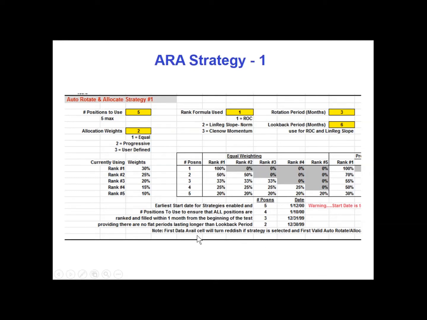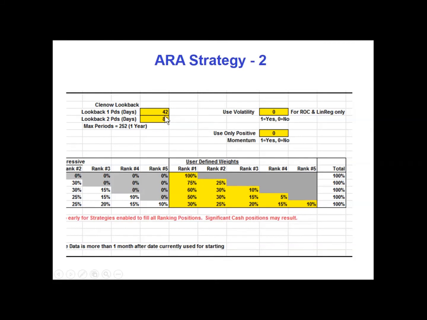Okay, so this is what it looks like. And here's the box. This is blown up. So here's the box where you select the number of positions. Here's where you select your weighting, 1, 2, or 3. And then there's tables down here that say what those are. We'll look at it when we pull up the spreadsheet. Here's where you select the rank formula, 1, 2, 3. Here's where the rotation period goes in. Here's where the look-back period goes in for ROC and linear regression. Here's where you enter that. Look back 1 and look back 2? Yeah, there it is. That's for Clino. Right.